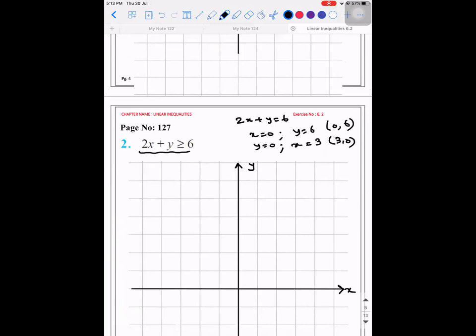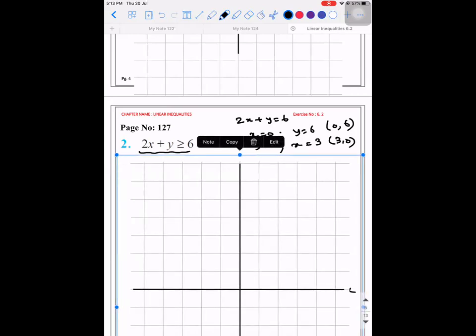Mithun, tell me whether it is going to be a dotted line or continuous line. Dotted. Why dotted? Because equal to is there, sir. Equal to, no, it is continuous. Continuous, sir, because equal to is there, sir.